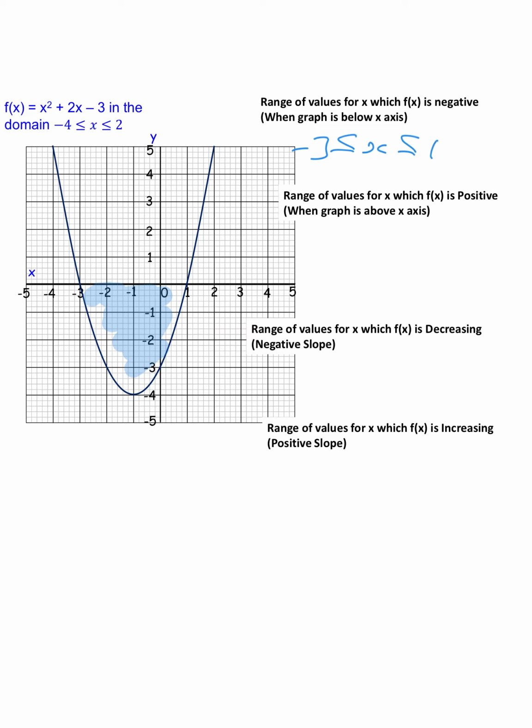Next bit then, the range of values of x for which f of x is positive. So this is when it's above the x-axis, so here and here. Because any value you pick from 1 on is going to be positive. Likewise, any value you pick from minus 3 going down, getting smaller, is going to be positive. Because your quadratic is going to keep going on and on and on. Okay, so all those values will be positive.